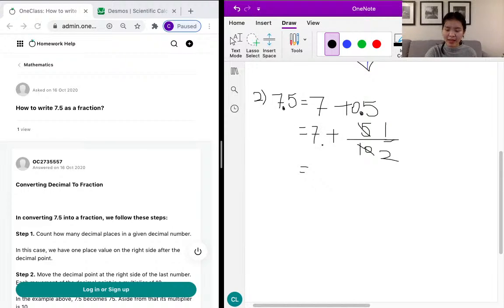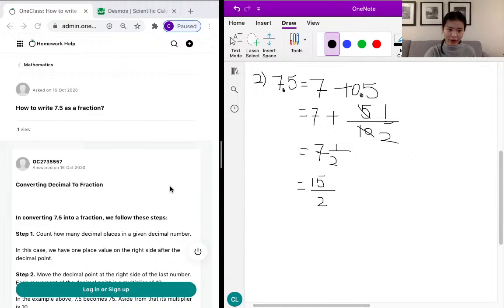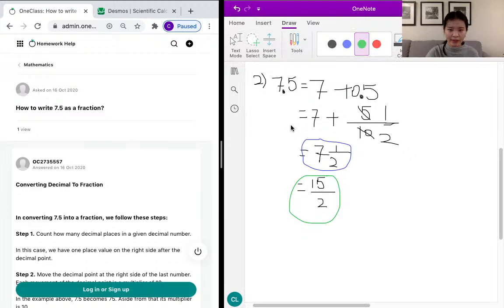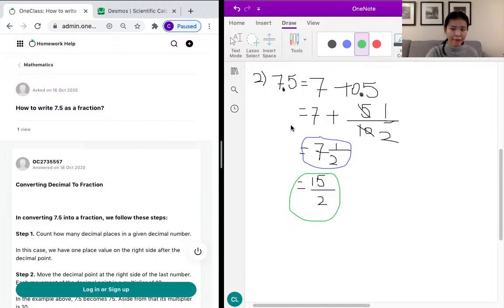So right over here we have 7 plus 1 half, which is just 7 and 1 half. Or if you want, we can convert it into 15 over 2. But writing it as 7 and a half is fine in most cases, because they're equivalent in value, unless your teacher specifically asks you for one of the representations. These two representations, the one in blue and the one circled in green, are equivalent. So this is our solution for converting 7.5 from a decimal to a fraction.